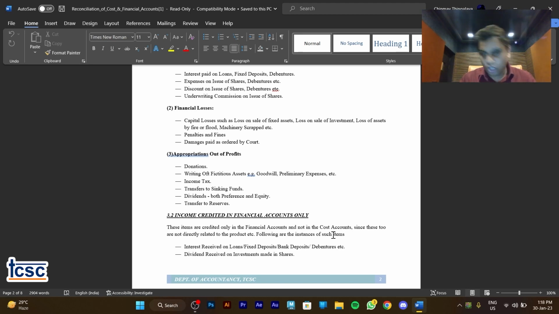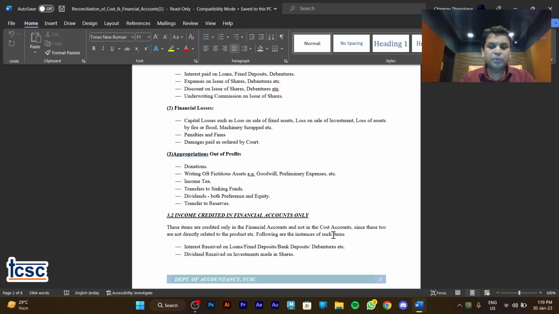Loss by fire, loss by theft, loss on sale of assets, loss on sale of investments, all these items appear in the finance book but they don't appear in the cost book. In the cost book we record notional expenses, but in the finance book we don't record such notional expenses or any notional income. But in the finance book we record historical expenses. So I hope with this we are very much clear about the idea of the reconciliation statement.